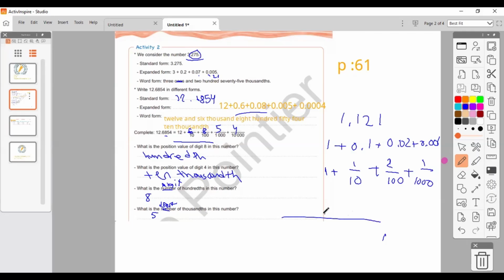Here I'm going to draw the place value table. So as you see here, this is the point. Here we have the whole part. And here we have the decimal part. In the decimal part, the first one is tenth. Then we have hundredths. We have thousandths, of course, with TH at the end. And the last one is 10 thousandths.